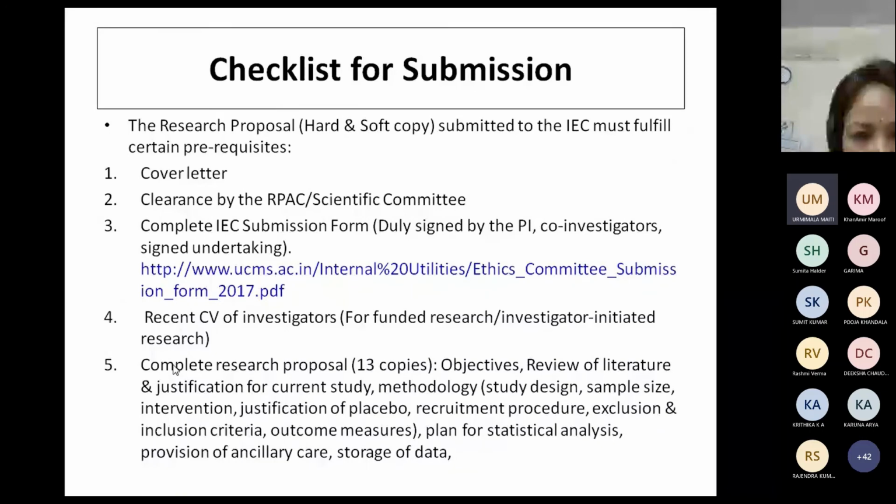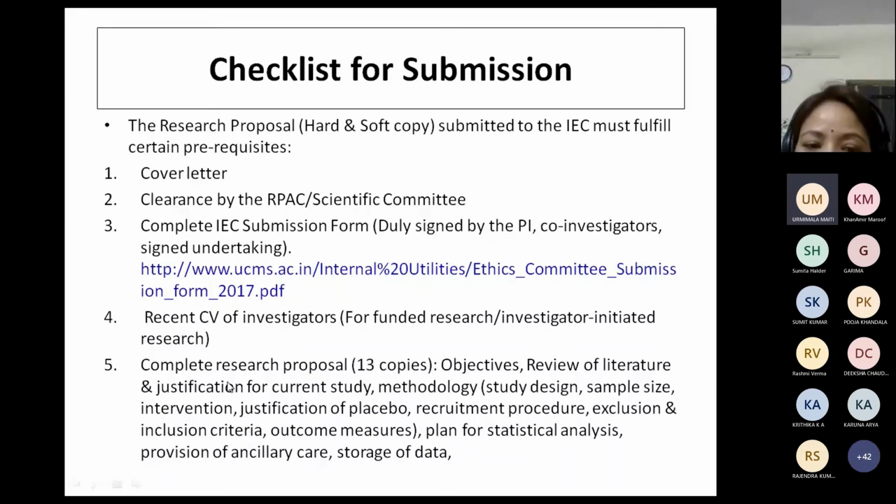The research proposal, both hard and soft copy, submitted to the IC must fulfill certain prerequisites. It should have a cover letter, number 1. Number 2, there should be clearance by the scientific committee. Third, the complete IC submission form, which is signed by the PI, the co-investigators, and which has an undertaking. And this is the link which can be downloaded from the college website. You do not need the recent CV of investigators. This is for later research proposals that you may do for your purpose. You do not need this.